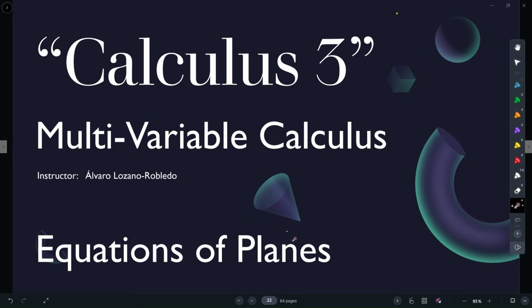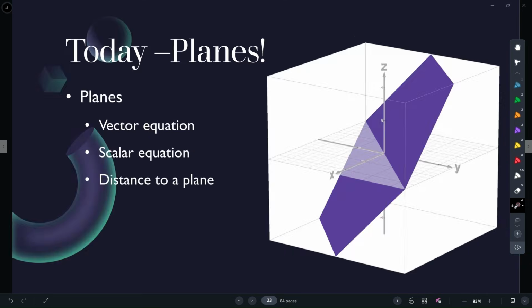In this video, we're going to talk about planes in 3 dimensions and how to work with planes using equations of planes. We are going to be given some plane, and we want to describe it using some type of equations. There are several types of equations we're going to talk about, such as the vector equation, the scalar equation, and the linear equation of a plane.